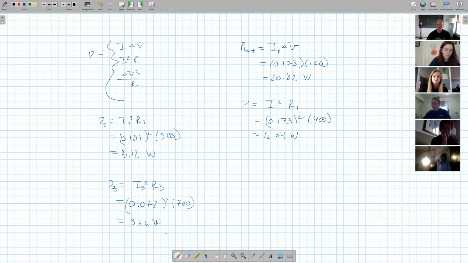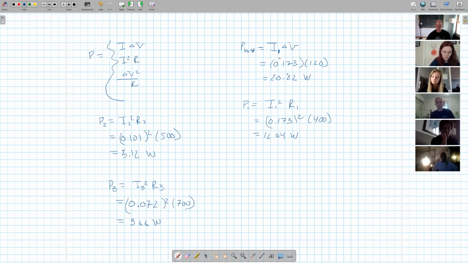Okay. And again, just as a check, what has to be true is the power delivered by the battery must equal the sum of these three powers. So the power which is lost by the first resistor plus that of the second plus that of the third has to equal the total amount of power being supplied by the battery. If I add these three together, I can see that, yes, it does equal 20.82.